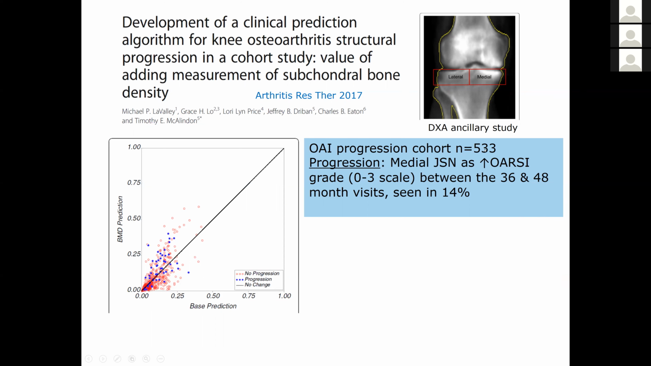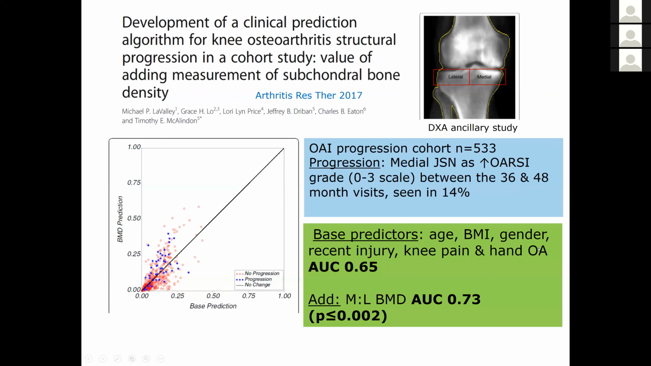And this was a cohort of 533 individuals. This was between the 36 and 48th month visits of the OAI, where 14% of the people had progressed. And basically what they found was that for just baseline predictors, age, BMI, gender, recent injury, knee pain, and hand OA, all gave an area under the curve of 0.65 as risk of progression.